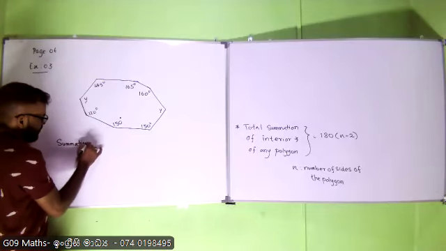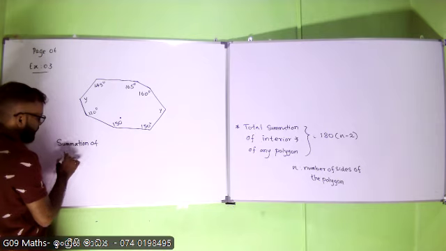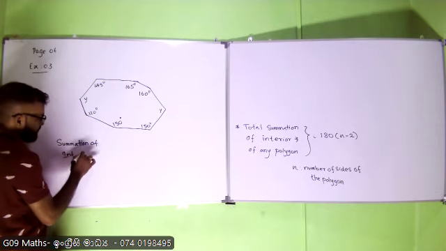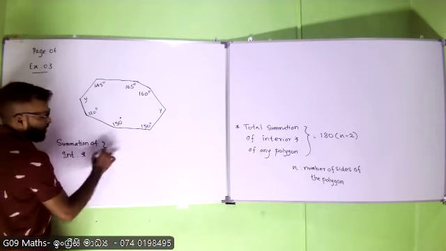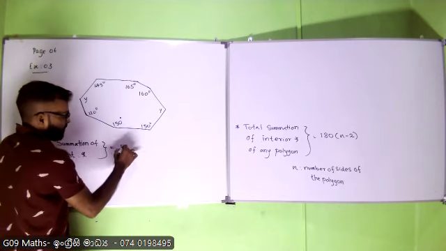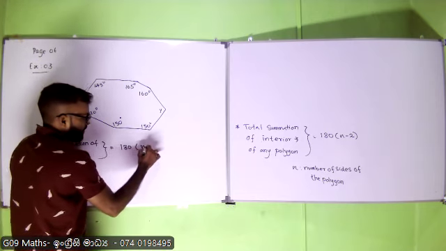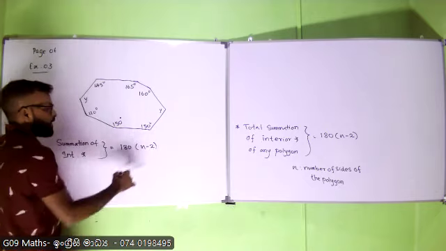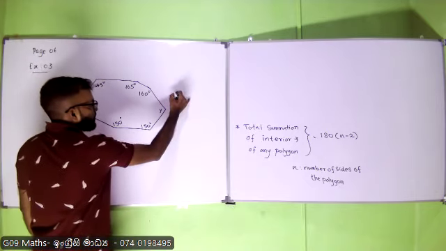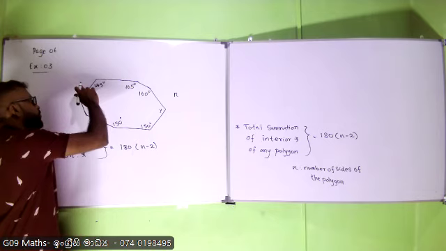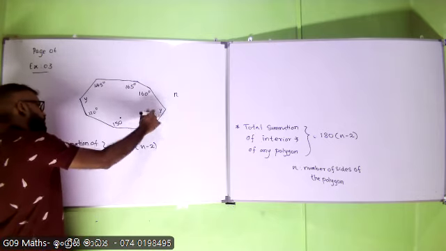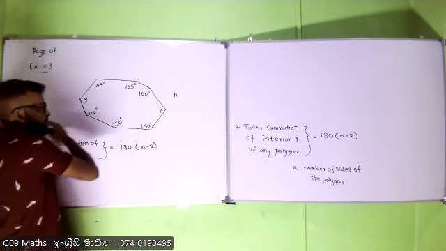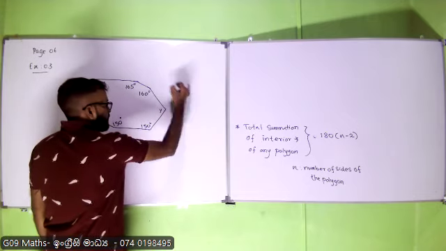Summation of interior angles equals 180 times (n minus 2). Okay, so what is the n of this polygon? 1, 2, 3, 4, 5, 6, 7, 8. There are 8 sides.